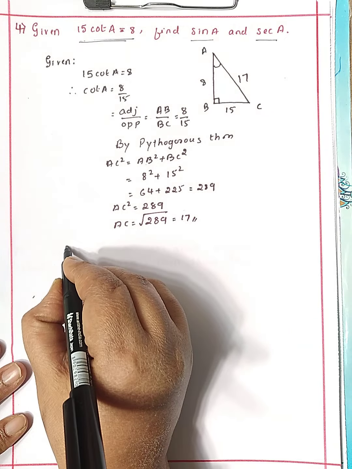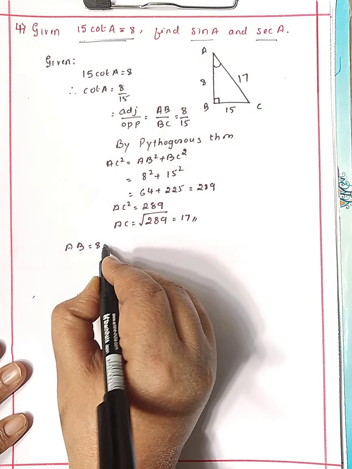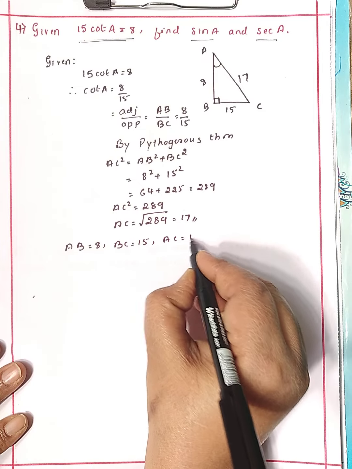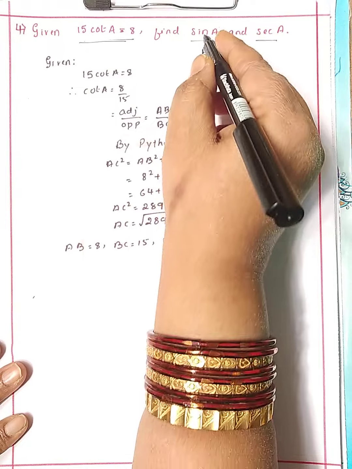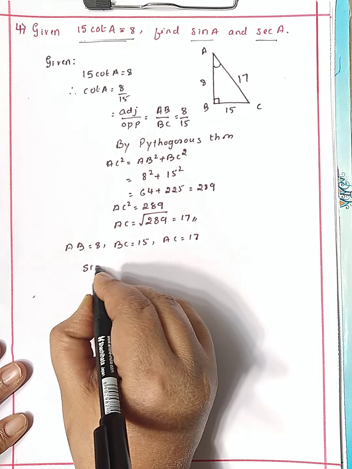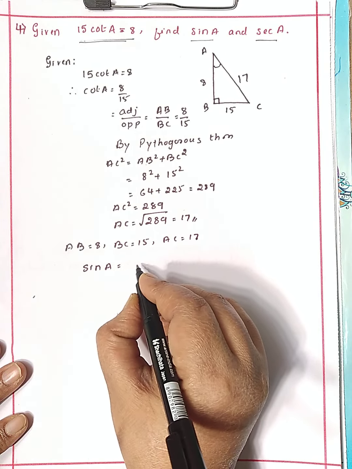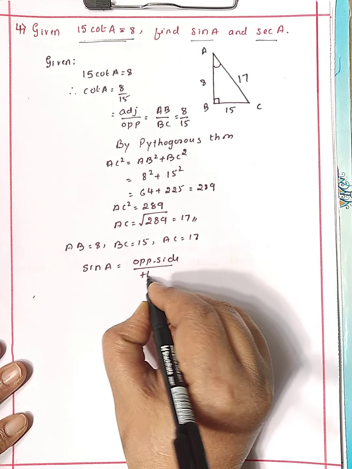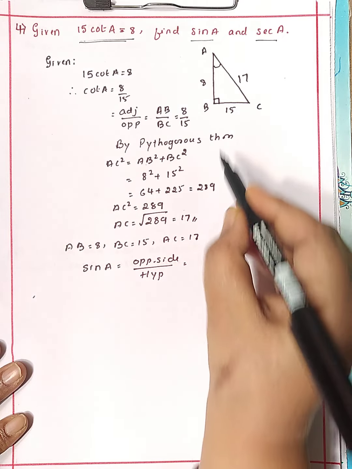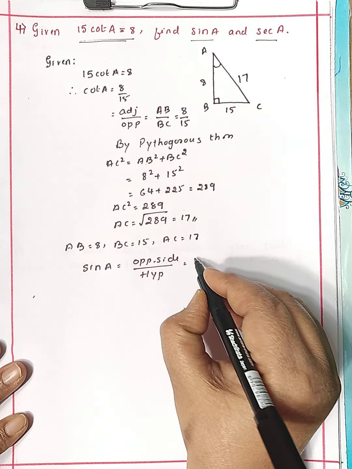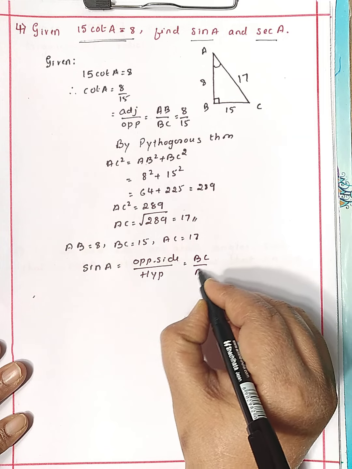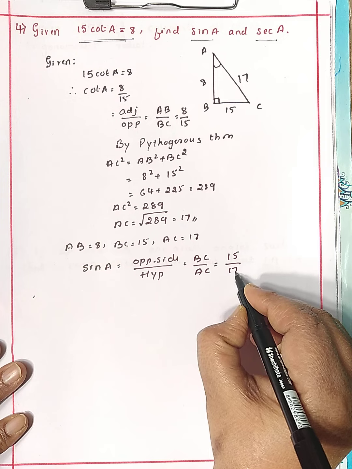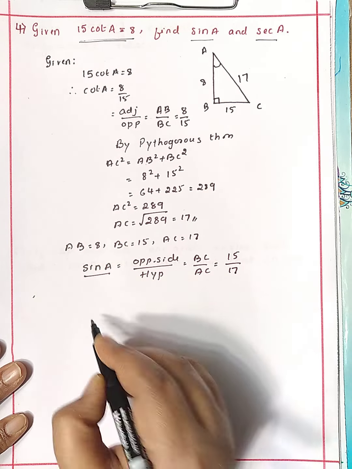Now AB equals 8, BC equals 15 and AC equals 17. So the question is for sin A. For sin A, the trigonometric ratio is opposite side by hypotenuse. The opposite side of A is BC, so BC by AC. BC is 15 and AC is 17. This is for sin A.